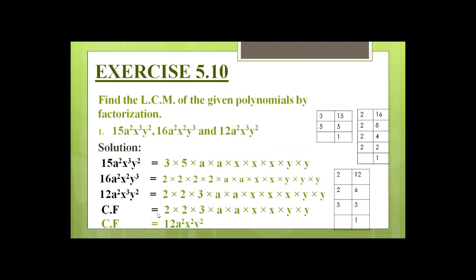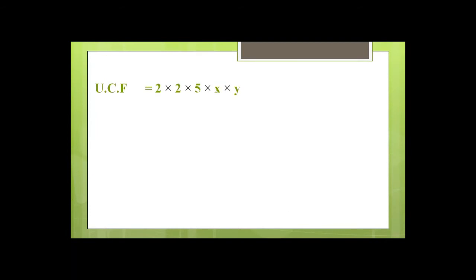Now the next step, multiply all the common factors together to get the product of the common factors. So the product of common factors will become 2 2s are 4, 4 3s are 12 a square x square y square. Then the uncommon factors, identify the uncommon factors from the factors you have already made. So the uncommon factors are 2 2 5 x and y. So the product of uncommon factors is 20xy.